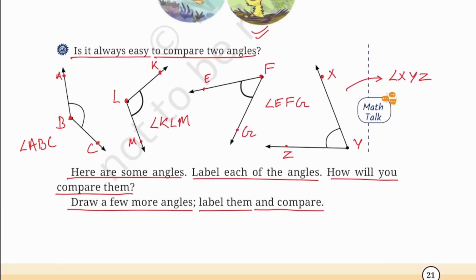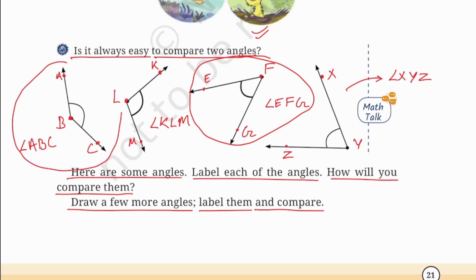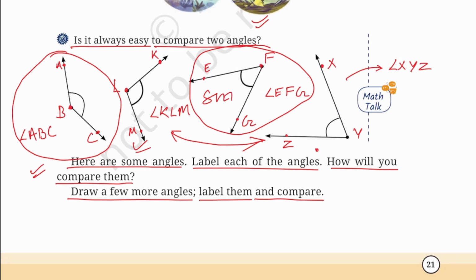Can you identify which is the largest and which is the smallest? If you guess this is the smallest one, and if you see it properly, then this is the largest one. So if you compare these two, you can see this is larger than this. This is the smallest, this is the largest, this is larger, and this is smaller.